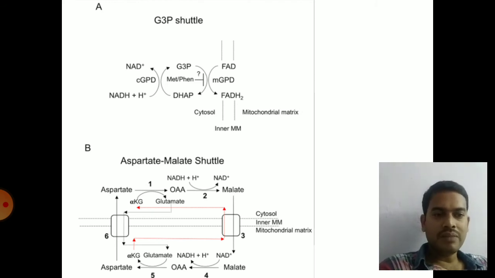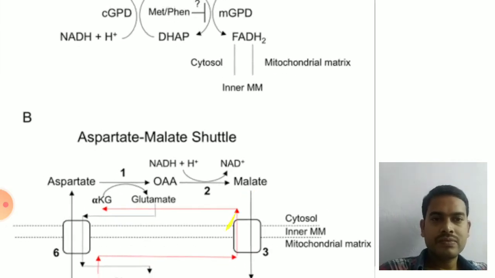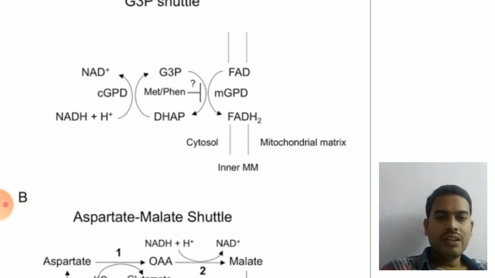As I mentioned, mitochondrial membranes are impermeable to NADH. You can clearly see on the top the glycerol 3-phosphate shuttle. This is the mitochondrial matrix, the inner mitochondrial membrane, and the cytosol. From the cytosol, the NADH is present in the cytosol.